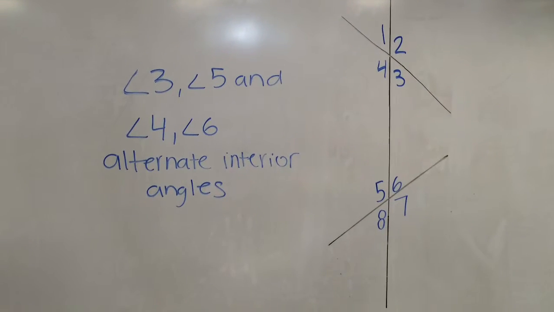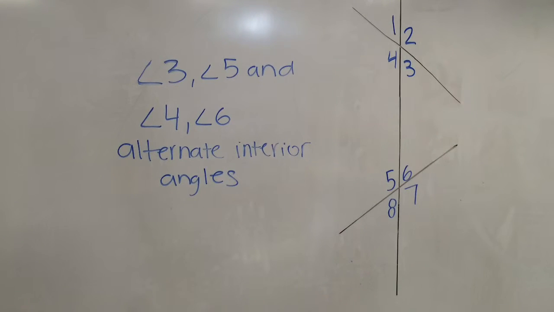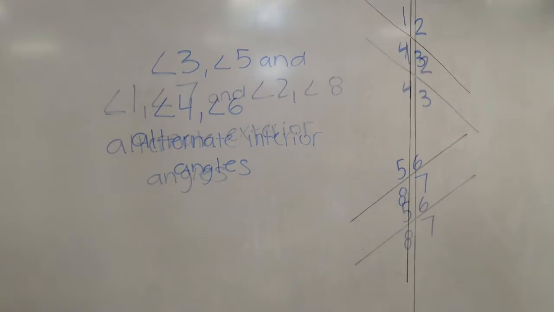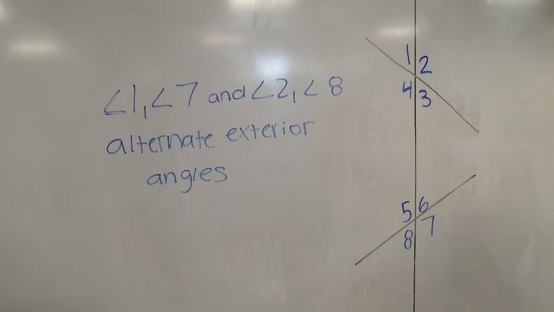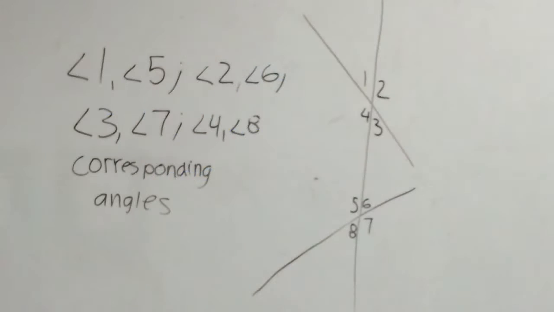Angles 3 and 5 and 4 and 6 are alternate interior angles. Angles 1 and 7 and 2 and 8 are alternate exterior angles. Angles 1 and 5, 2 and 6, 3 and 7, and 4 and 8 are corresponding angles.